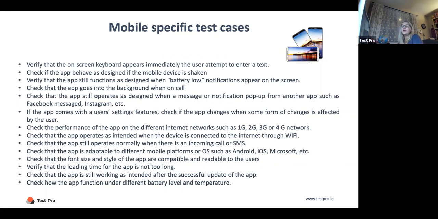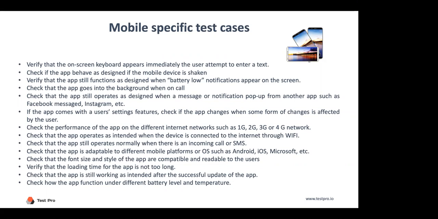Okay, next one. Check the performance of the application on different internet networks, such as 2G, 3G, and that it works as expected. So, you know, you're supposed to just simulate. How can you simulate, guys, a slow network? Tell me, on the application. Google from the development tool.